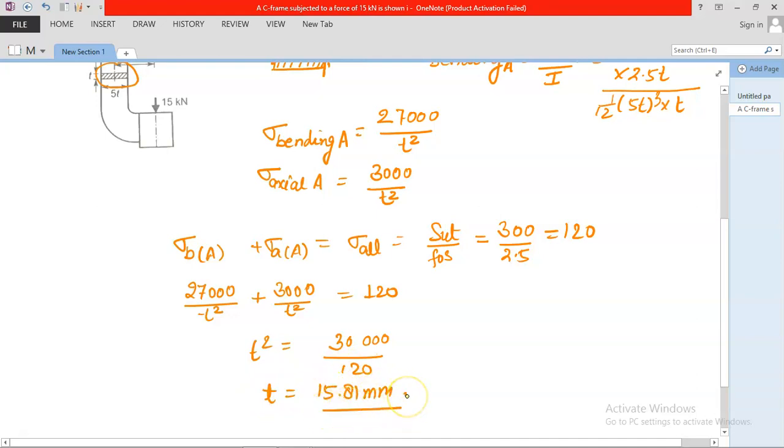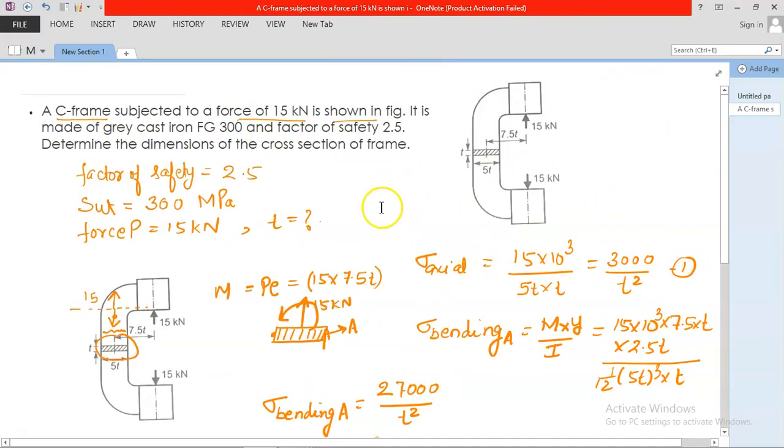Now putting the value of t in the above equation, you can get the dimensions. So here I am writing the answer. 5t is 5 into 15.81, and the thickness t is 15.81 mm. So these are the dimensions of the cross section.